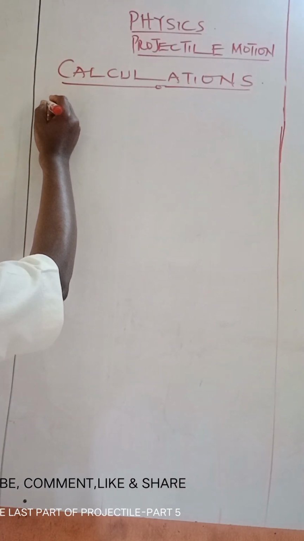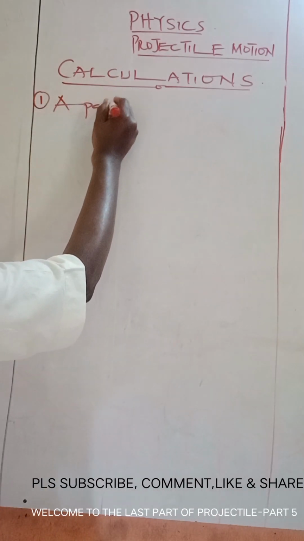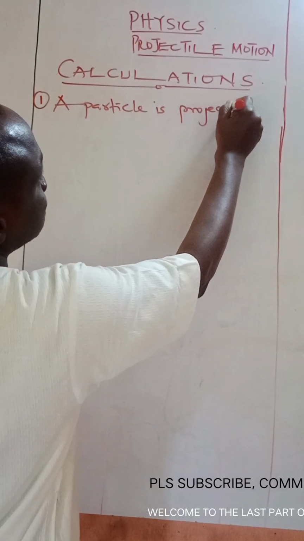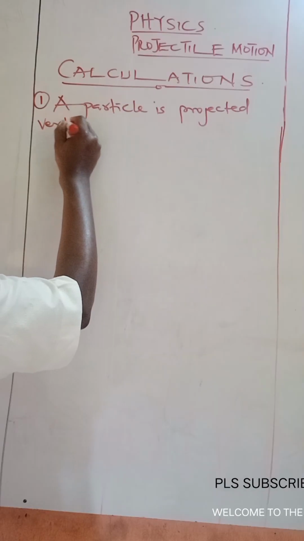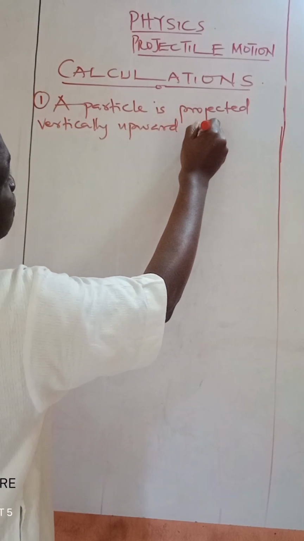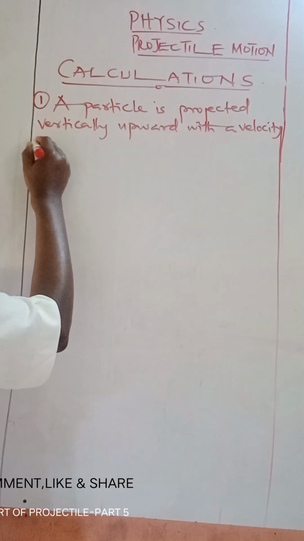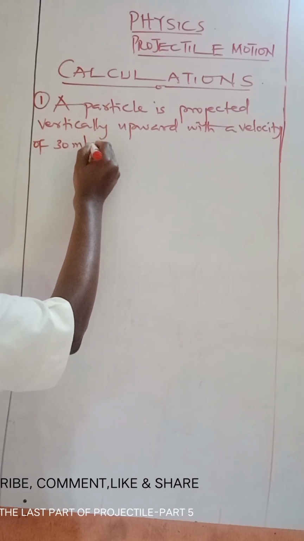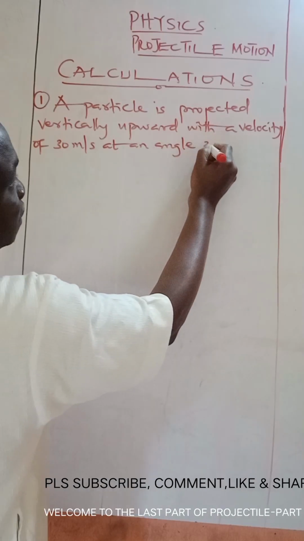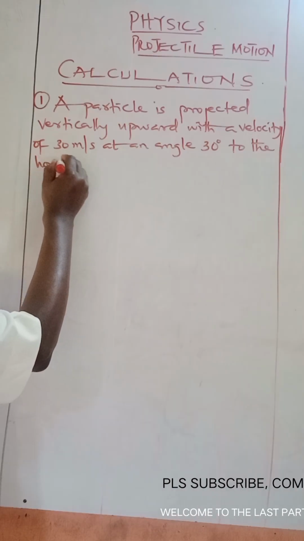So the first question, question 1: a particle is projected vertically upward with a velocity of 30 meters per second at an angle of 30 degrees to the horizontal.